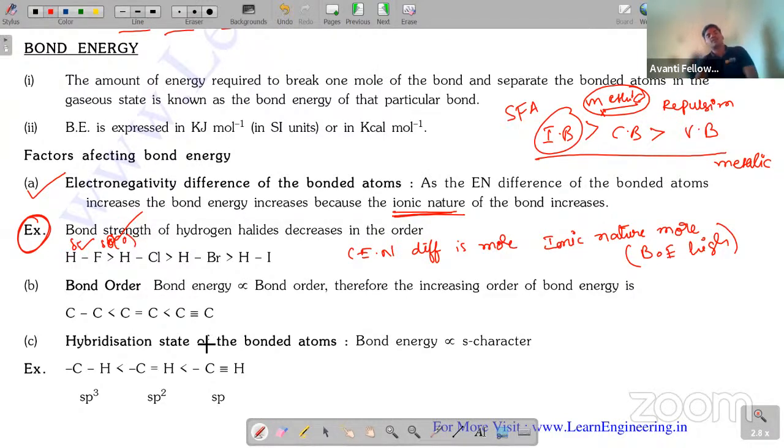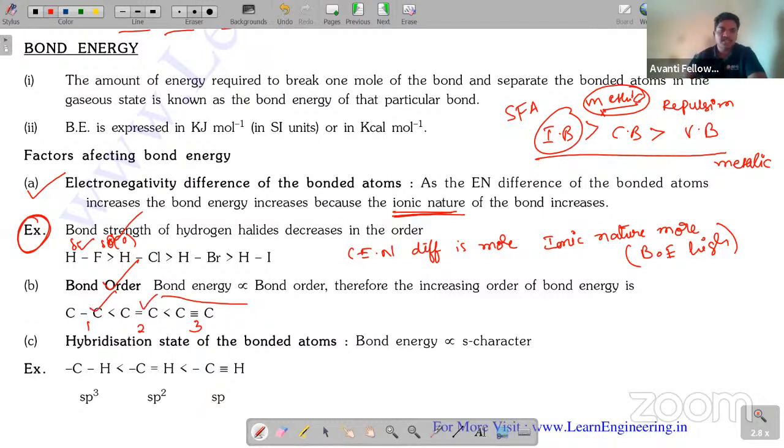Next one is bond order. Bond order can be calculated by the number of bonds. Here you can see the number of bonds is 3, 2 and 1. Here the number of bonds is 3. So the bond energy is higher for the triple bond compared to the double bond and single bond. I hope you guys understand this one.